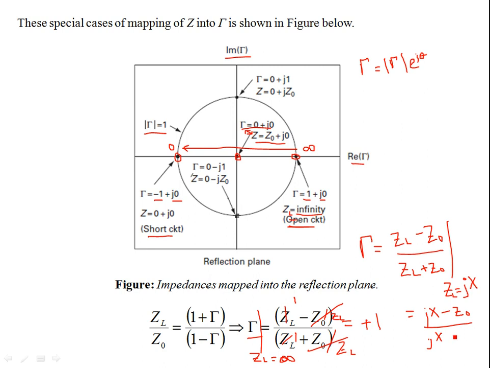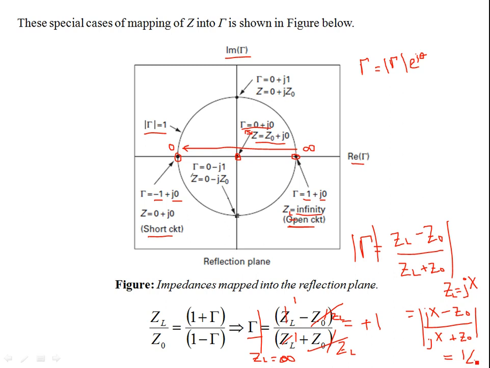plus z0. I won't say that these are conjugates of each other, but if you take the magnitude of this side of the equation and the other side, that's equal to 1, isn't that right? Because the square root of x squared plus z0 squared in the numerator and in the denominator is going to cancel out. So the magnitude is still 1. The magnitude is 1, but the phase is not necessarily equal to 0 here. The phase could be anything.